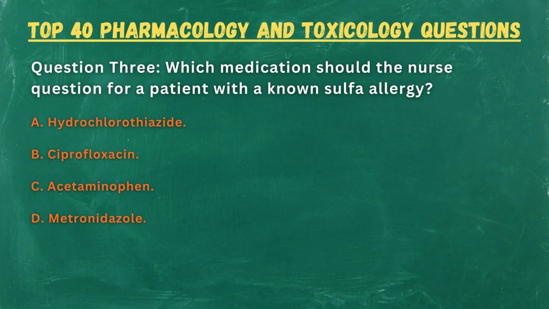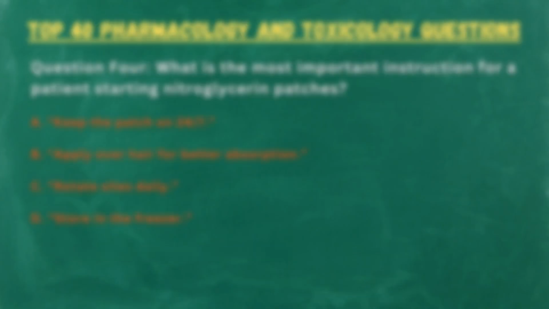Question 3. Which medication should the nurse question for a patient with a known sulfa allergy? A. Hydrochlorothiazide. B. Ciprofloxacin. C. Acetaminophen. D. Metronidazole. Answer: A. Hydrochlorothiazide.